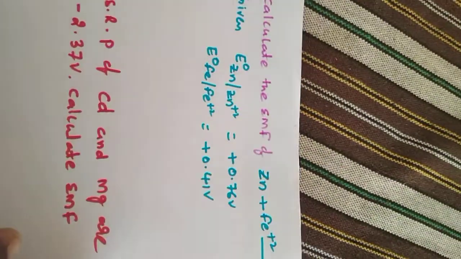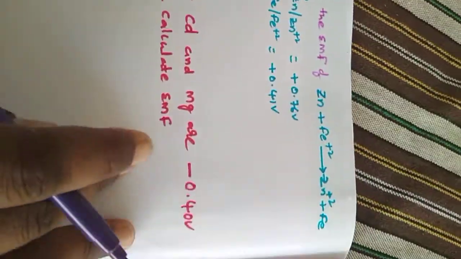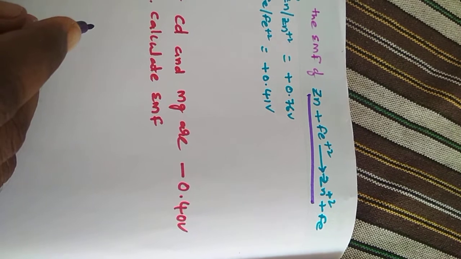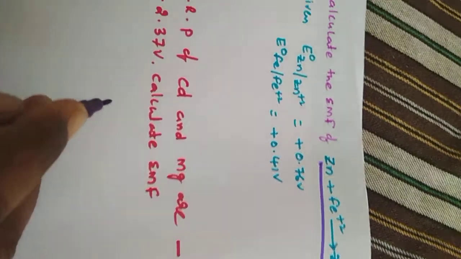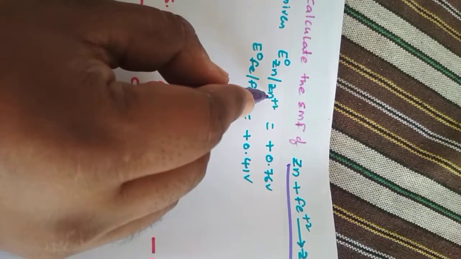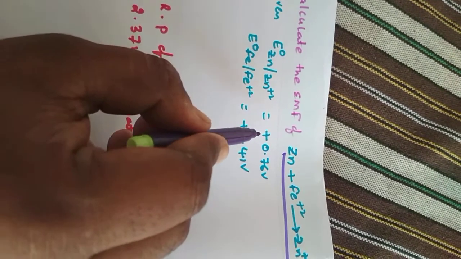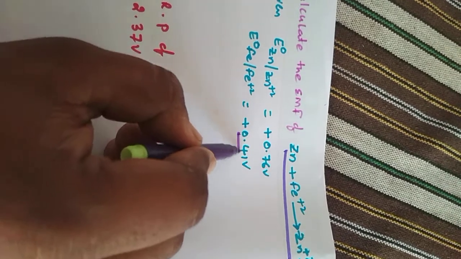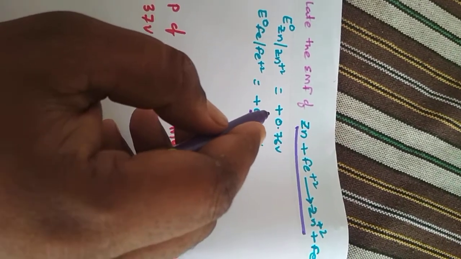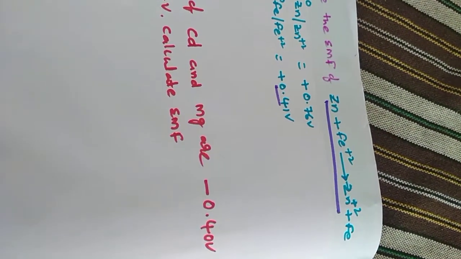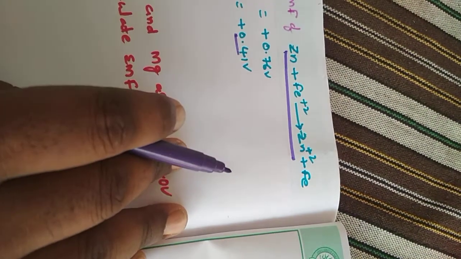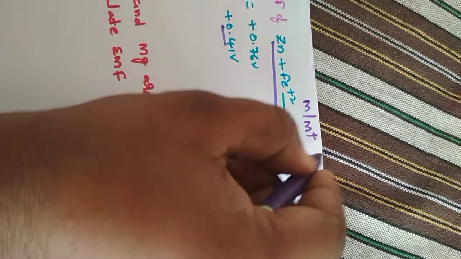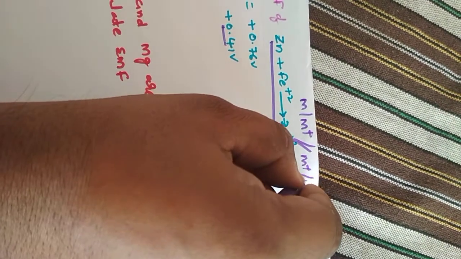Now the second example: calculate the EMF of this cell. Zn plus Fe plus 2 gives rise to Zn plus 2 plus Fe. The given values are E naught Zn by Zn plus 2 equals plus 0.76 volts, and E naught Fe plus 2 equals plus 0.41 volts. We have to calculate the EMF of this cell. Before doing the problem, the cell formation should be in the form M by M plus, salt bridge, M plus by M.